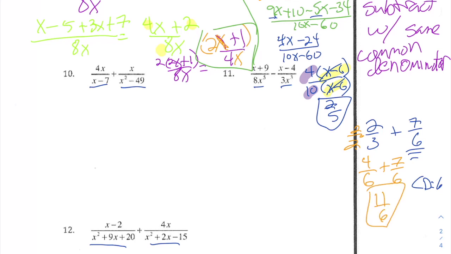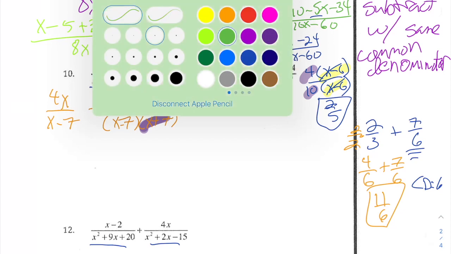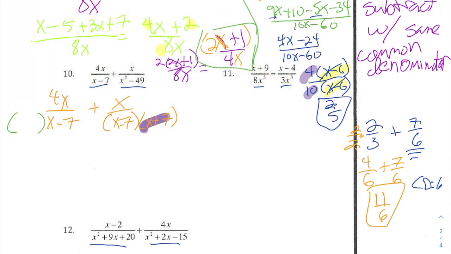So if I look at what's missing here, 4x over x minus 7 plus x over x minus 7 times x plus 7, I notice that there's an extra factor of x plus 7. Well, that's what's missing over here. In order for me to combine these, I've got to multiply both numerator and denominator by x plus 7. Now, as a little cheat sheet, you already know it's going to be x squared minus 49, so I know for sure that's going to be my common denominator.